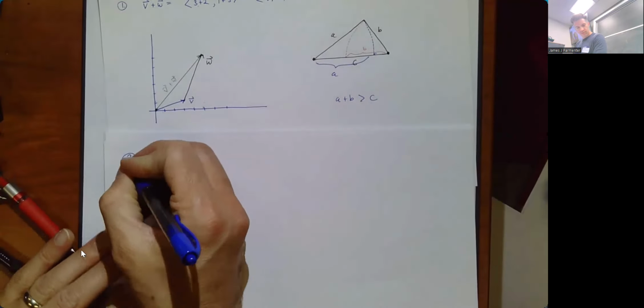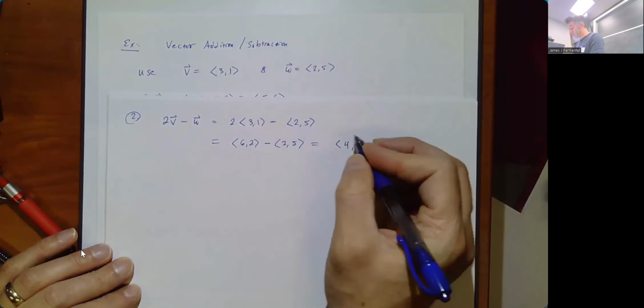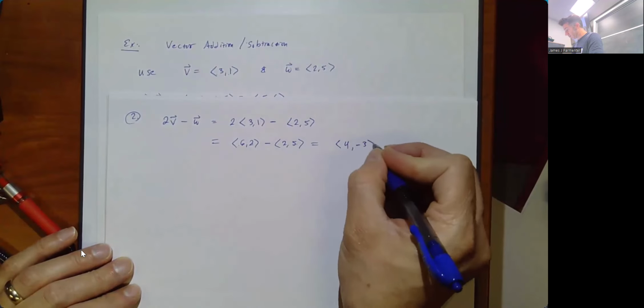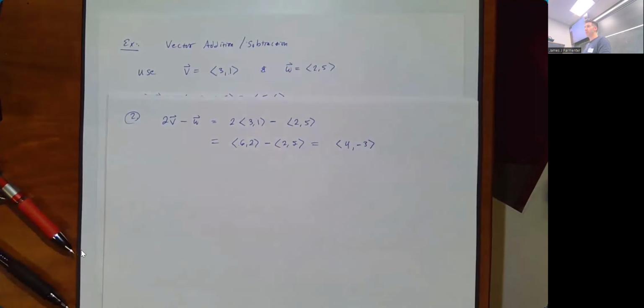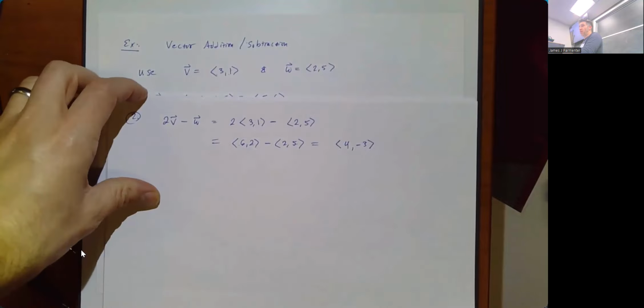It's going to be 2 times the vector 3, 1 minus the vector 2, 5. That's going to be, let's see, 2 times 3, 1 is 6, 2. We just distribute the scalar to each of the components of the vector, minus the vector 2, 5. And then we subtract and we get 6 minus 2 is 4. 2 minus 5 is negative 3. Okay, and we can draw that as well.